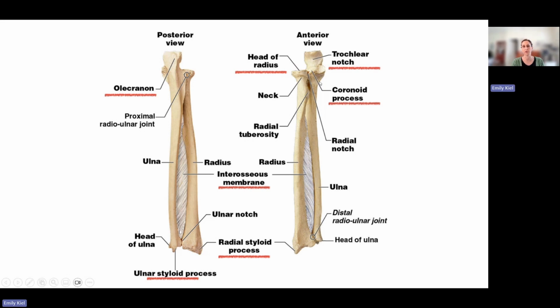Your ulna, you have your coronoid, notice it's got an N in it, process on the anterior surface. You've got your trochlear notch that's going to articulate with the trochlea. And then here's the head of the radius, which is more proximal.